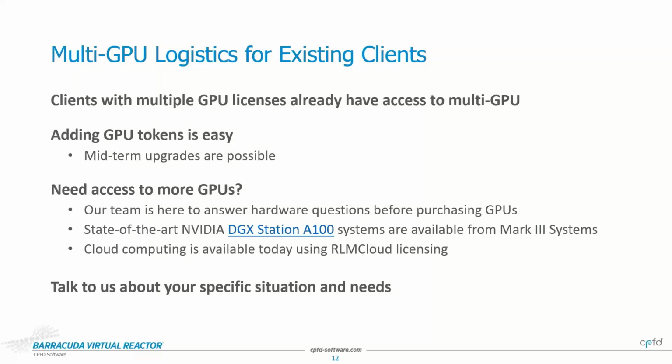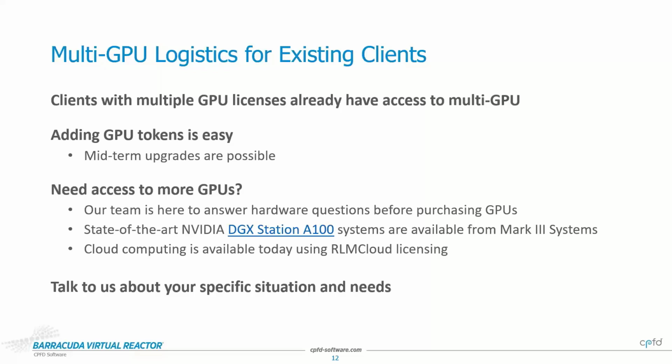And if you're currently running Barracuda in single GPU mode and want to gain the benefits of the multi-GPU speed improvements shown on the previous slide, we want to make sure you're aware of a few license-related items. Multi-GPU simulations are only supported on Linux systems, so please keep that in mind. And if you already have multiple GPU licenses and you have a Linux system with 2 or more GPU cards, you have the ability to use multi-GPU.